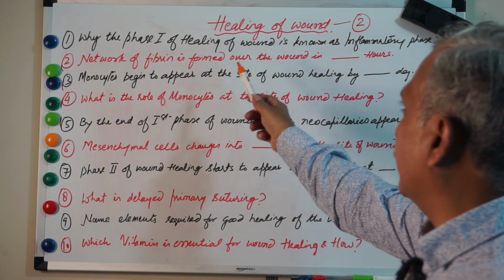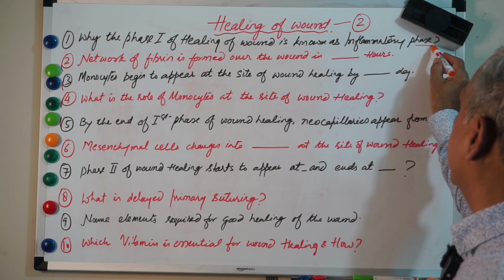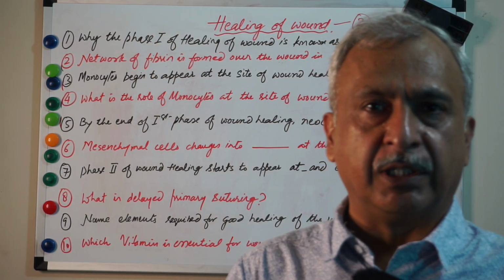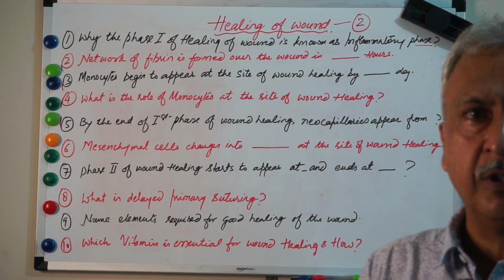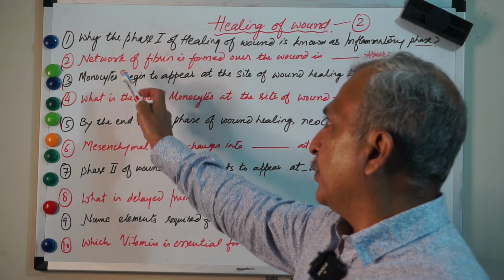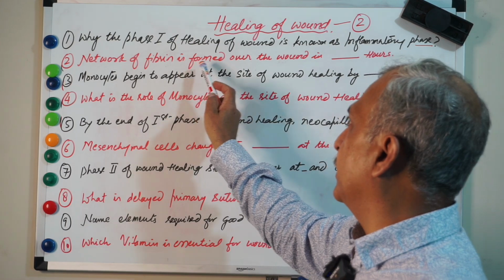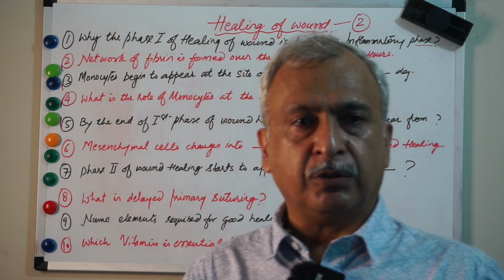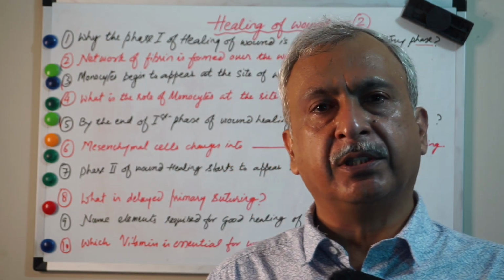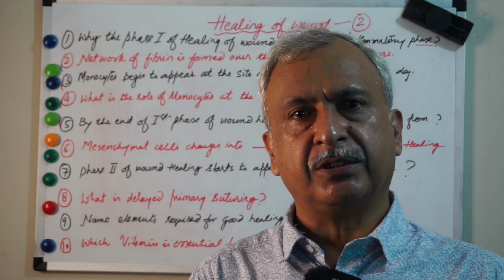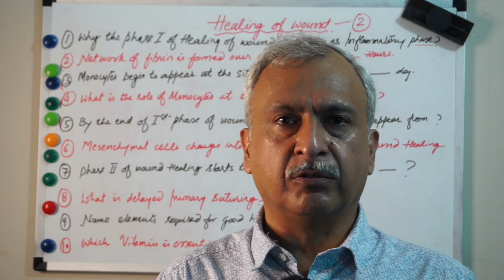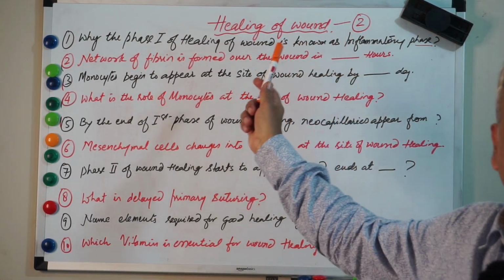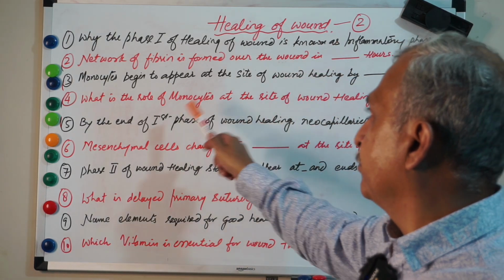Why is phase 1 of healing of the wound known as the inflammatory phase? So you have to tell why it is known as the inflammatory phase, not any other name. Question 2 is, network of fibrin is formed over the wound in how many hours? Whenever there is a trauma, there is formation of a wound, events start that lead to the formation of the fibrin plug, and you have to mention how much time it takes.